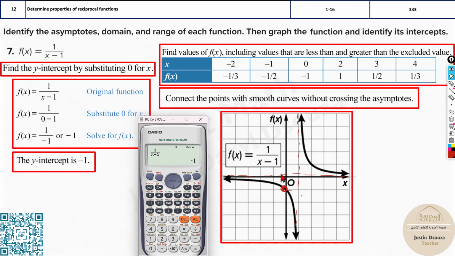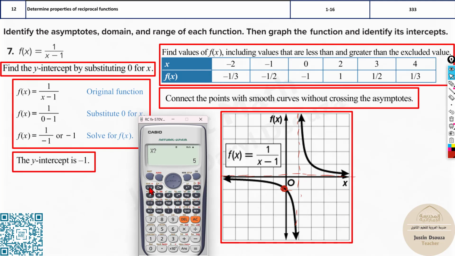At 0, I considered x is 0. The graph is at minus 1. Yes, this is correct. Let's choose another point. Let's take, say, x is 5. It's 1/4. Is it correct? 0.25. 1, 2, 3, 4, 5. It's, yeah, very close to 0.25. That's not so accurate, right?